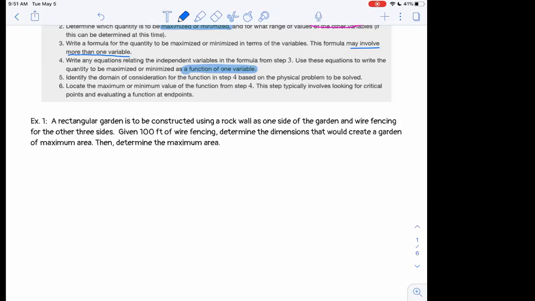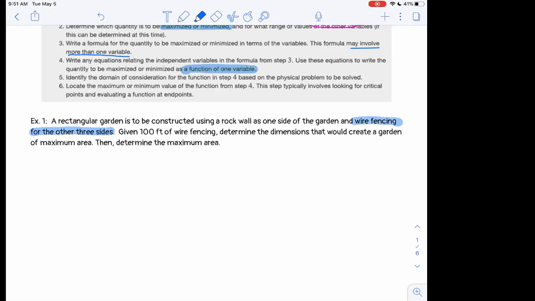Quick check for you. How many sides does this garden have? Four. The garden has 4 sides. How many sides do we need a fence on? 3. Okay, so we need 4 sides for the garden to fully enclose it, but only 3 of the sides are going to have fence on them. So I have wire fencing for the other 3 sides.